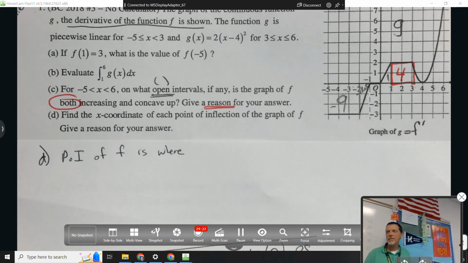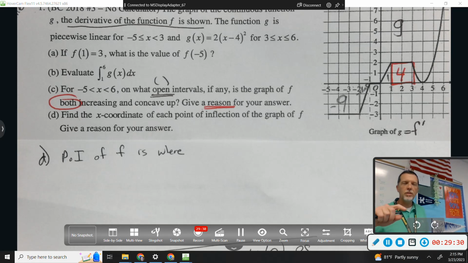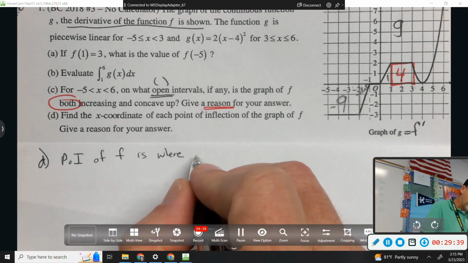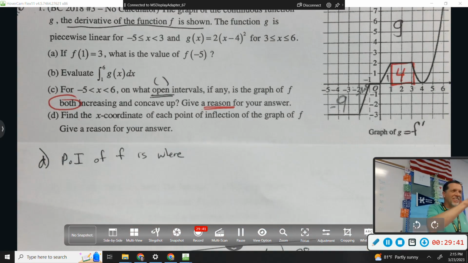3. All right, so a point of inflection, how do I know where that happens? Or what would I be looking for? Don't say it. What changes? The slope changes sign of g prime. Let's start with just the basics. F double prime changes signs.